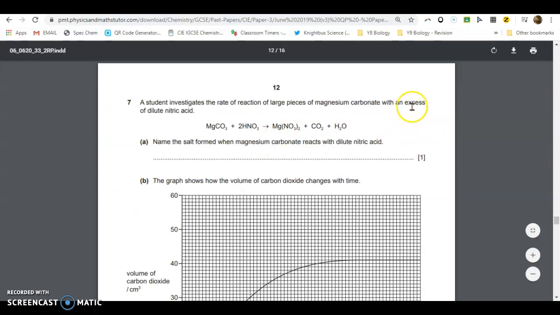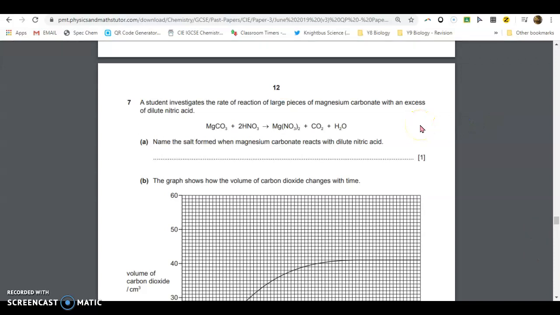They're doing rates of reaction with large pieces of magnesium carbonate and an excess of dilute nitric acid. Now the excess here is actually highlighting the fact that you are not going to run out of acid. What's going to happen is that the magnesium carbonate is going to run out. And the fact that you've got large pieces means that this question is going to ask about surface area. The last time that you covered surface area with rates of reaction was actually in year 8, this time last year.